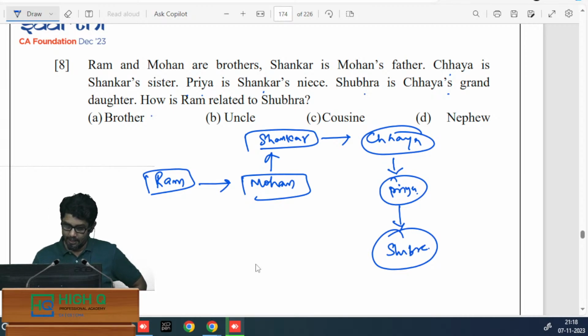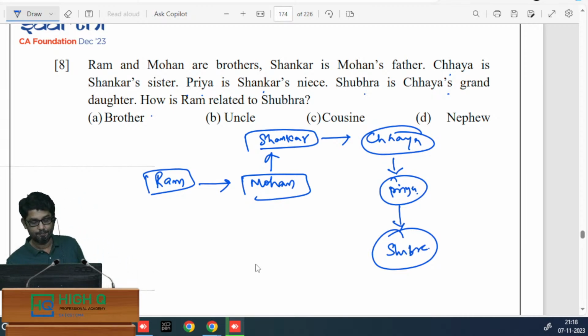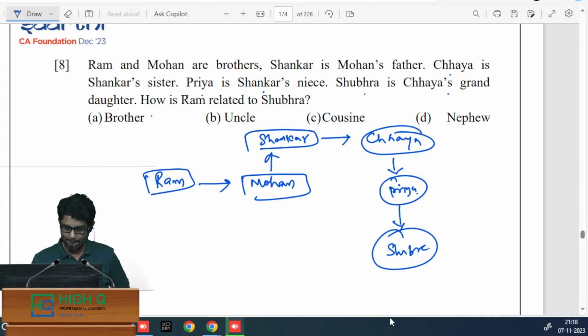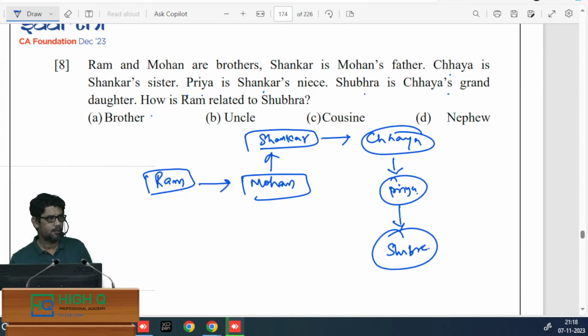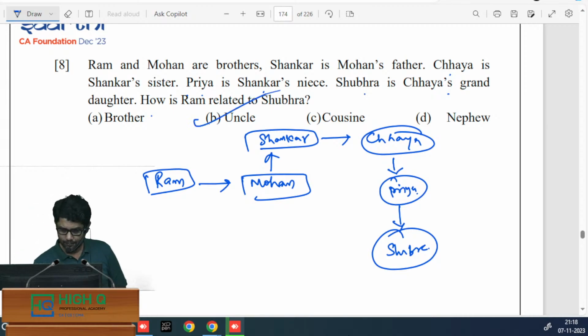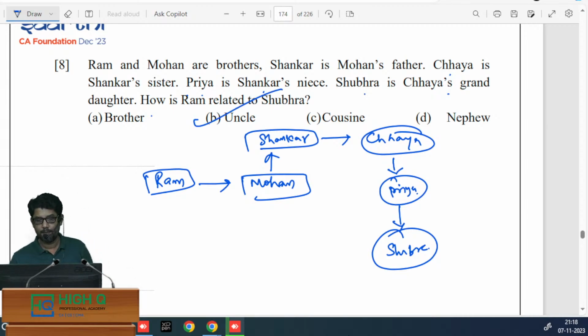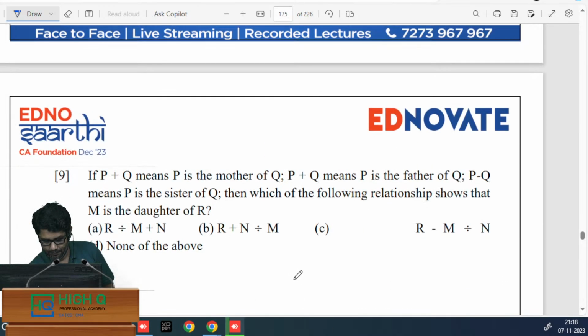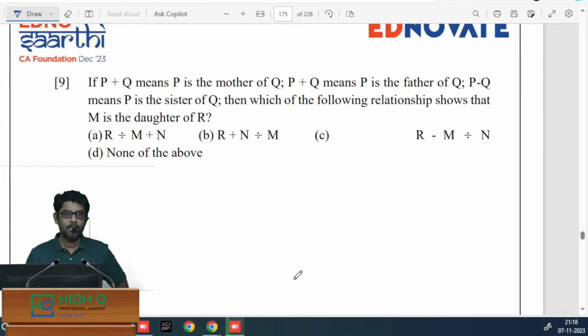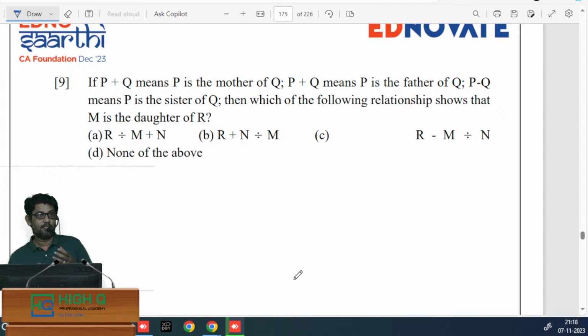How is Ram related to Shubhra? Uncle. Option B. Now, yes, uncle. Next step.